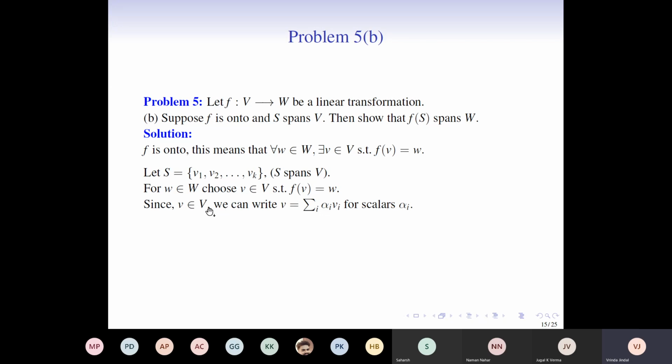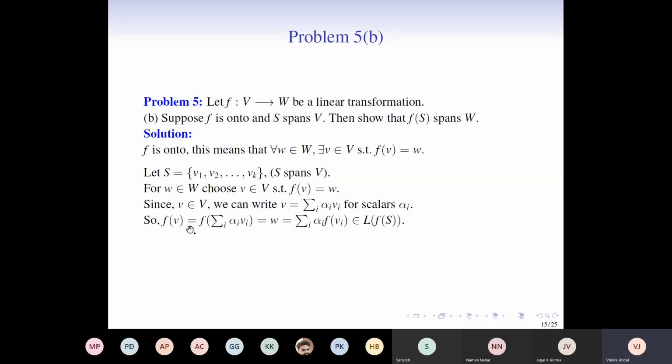Now see that this vector v belongs to the vector space V and S spans V. So v could be written as a linear combination of all these vectors v1, v2 up to vk for some scalars alpha_i. Note that since S is not explicitly the basis of V, these alphas would not be unique. It is not said that S is linearly independent, so we can't say that these alphas would be unique, but surely we could get at least one set of values of alpha_i.